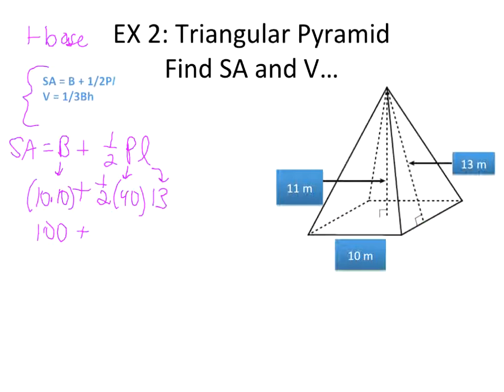From here, we're just plugging and chugging to the final answer. So 1/2 of 40 is 20. And then I can do 20 times 13, which is 260. So 100 plus 260 equals 360. Since we're still talking area, I'm going to say meters squared.